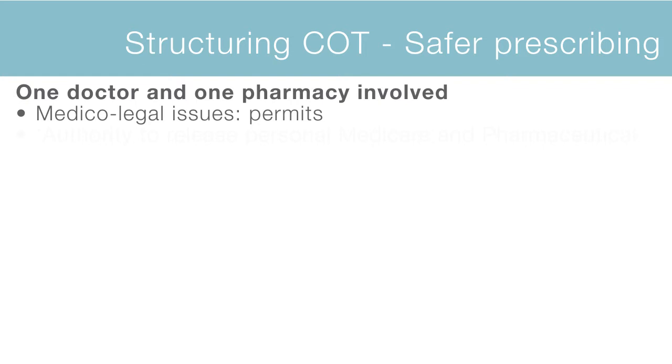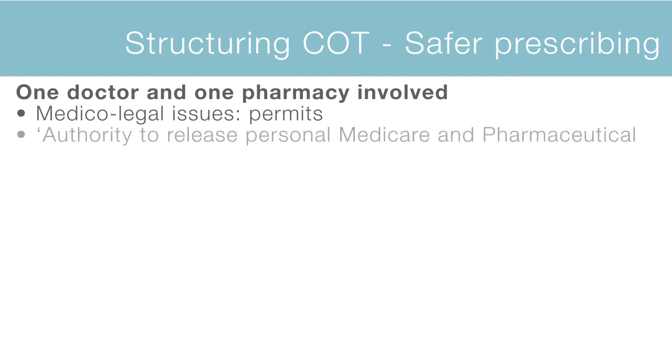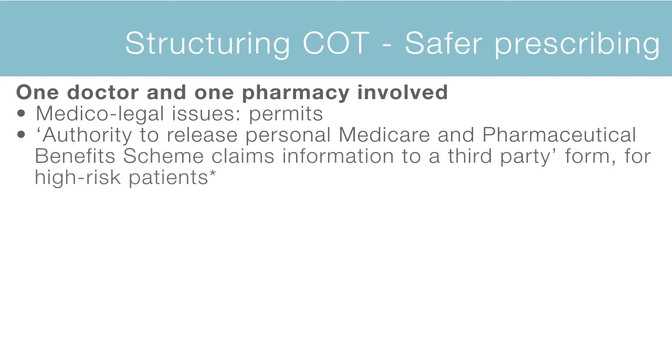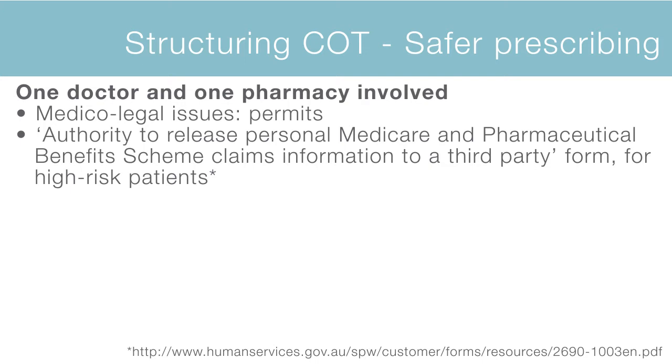One other thing you can do for high-risk patients is download from the Medicare site the authority to release personal Medicare and pharmaceutical benefits scheme claims information to a third-party form. And this is a voluntary form. It's a form that patients can fill out for you, and that basically gives you permission to get a copy of all their medication, PBS medication dispensing, and/or all their Medicare item number, their MBS consultations and procedure information as well. This can be used as a tool, but it's a voluntary tool, but it can be used as a tool to verify a patient's history for those higher risk patients.